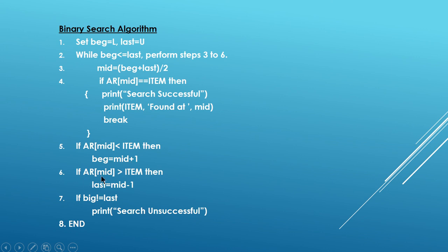Okay, and then if A of mid is greater than item, that is, the item that you are looking for is lesser than the middle item, then last is equal to mid minus 1. From the beginning till mid minus 1 you have to do. So in these two cases you have to change the value of beginning and last, and you have to again do the binary search. And then there will be a condition: when the item is not at all found, then this condition will be satisfied. At that time you will be able to say the search is unsuccessful, right? Okay, so this is your binary search algorithm.